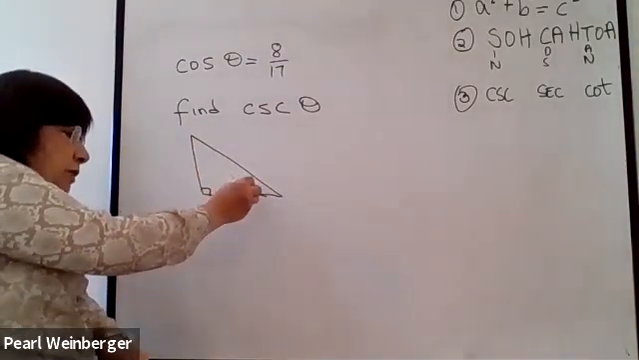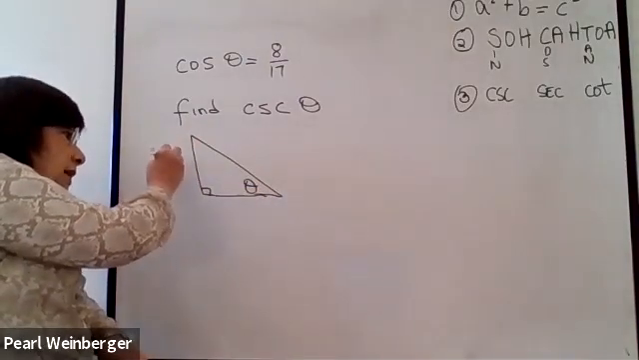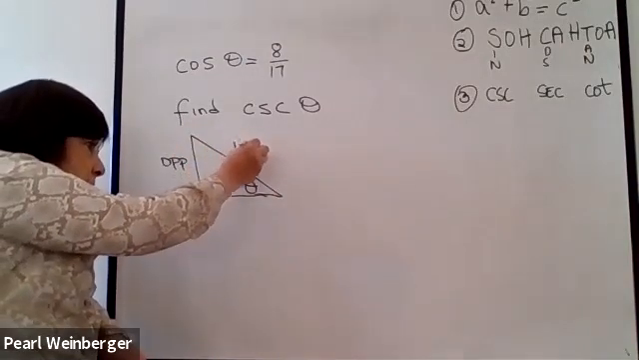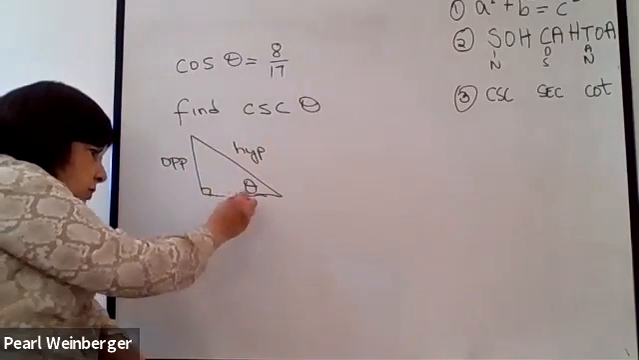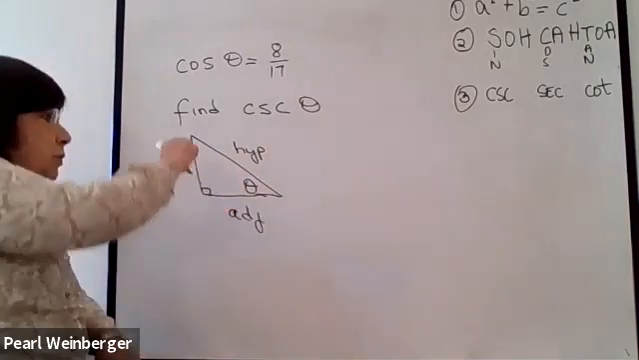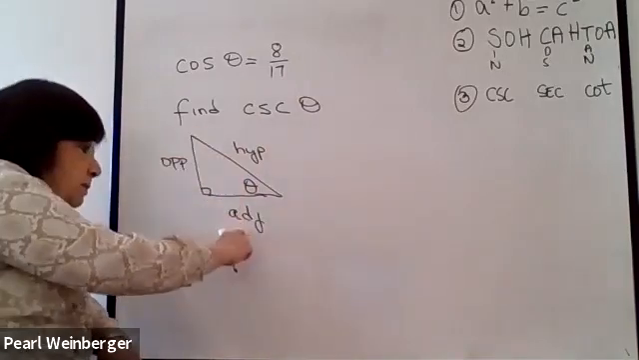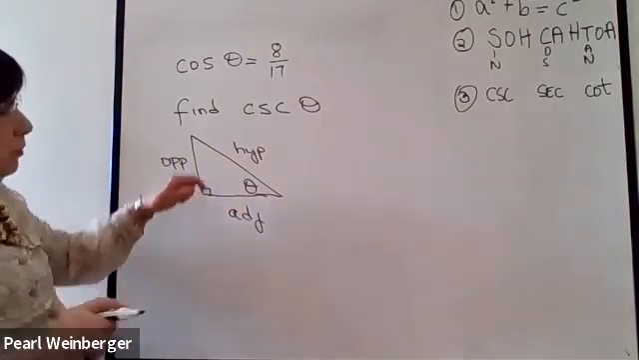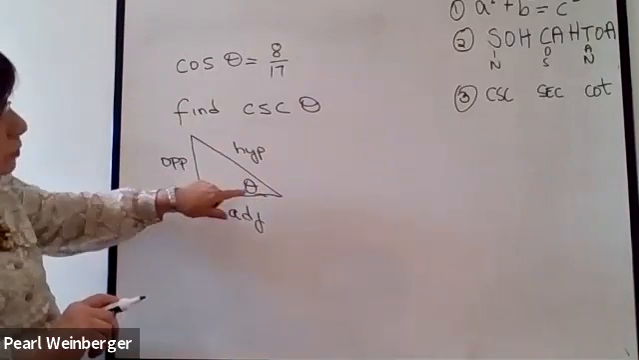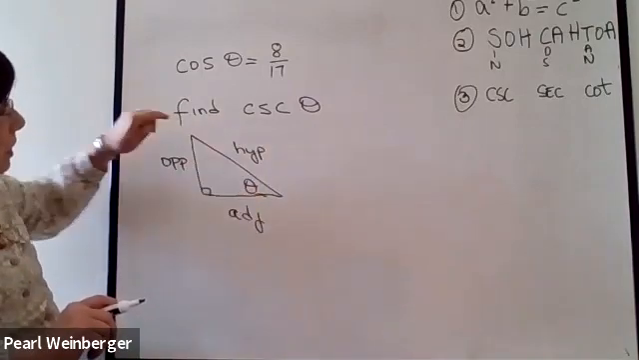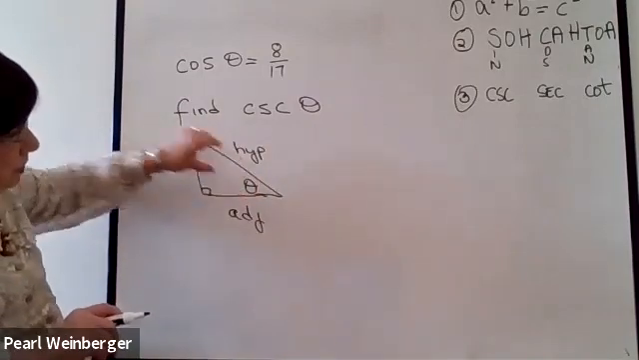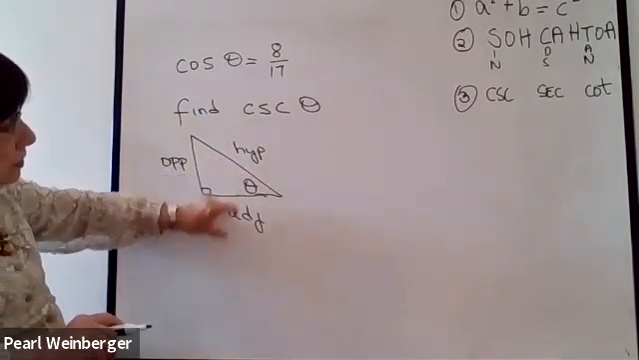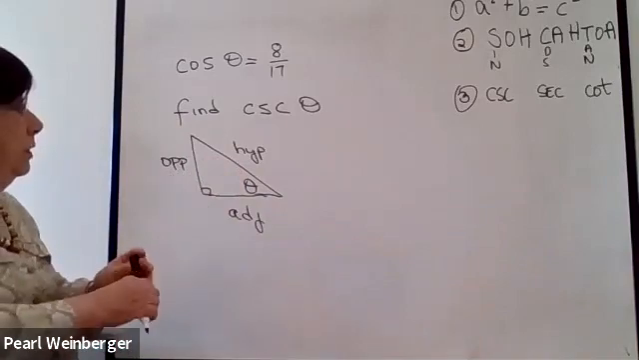Remember that if I do it this way, then this is going to be my opposite side, this is going to be my hypotenuse, and this is going to be my adjacent. Now remember, if the theta is up here, then this becomes the opposite and this becomes the adjacent. But if you're setting it up this way, so your theta is over here, then this will be your opposite because it's opposite the angle. And this will be the adjacent because it's attached to the angle.